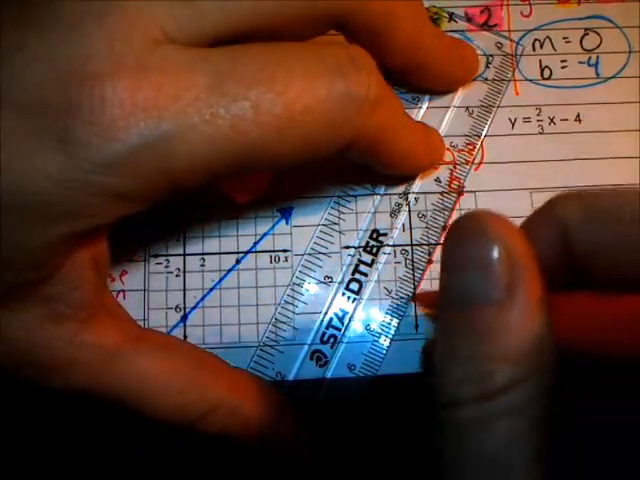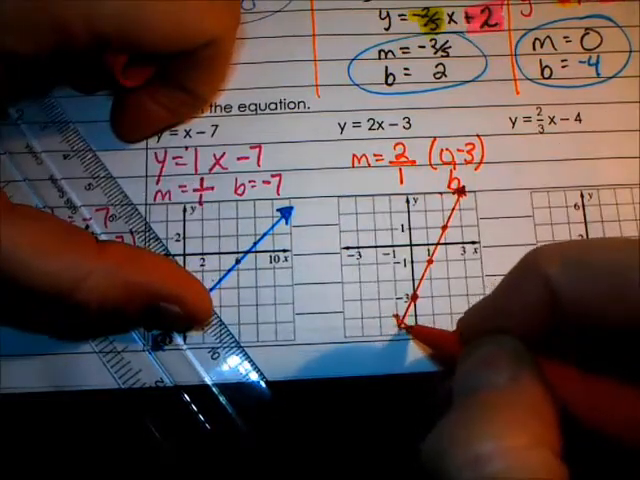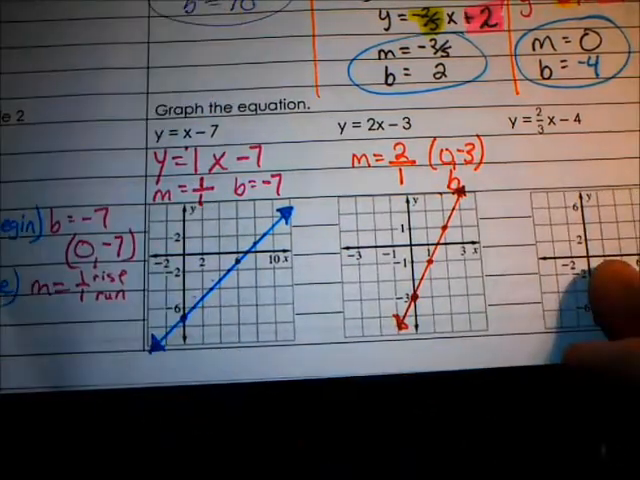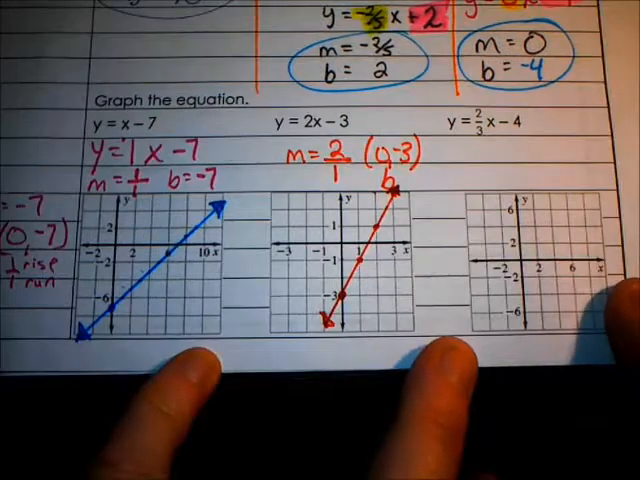Realize this is not using the calculator at all. I don't have to put it in Y1 and look at the table and find points. This is a straight way to graph it without even using a calculator.